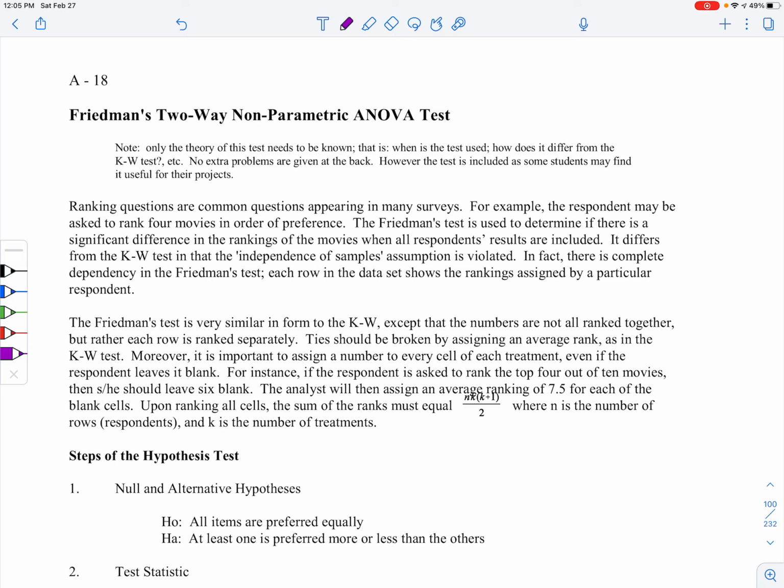And then you say, assign a 1 for the top reason, and 2 for the second most important reason, and 3 for the third most important reason, and so on like that. So whenever you're dealing with those ranking questions, the Friedman's test is the guy you want to use for that. And it's similar to a Kruskal-Wallis, but it's, well, we'll see the difference as we go through here.